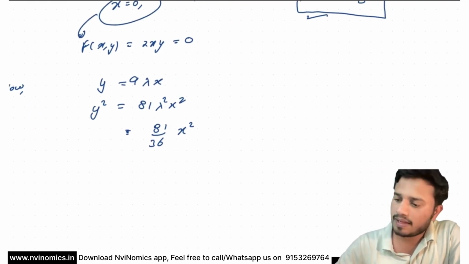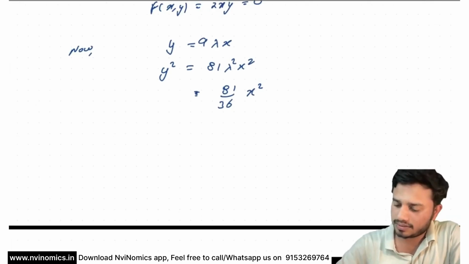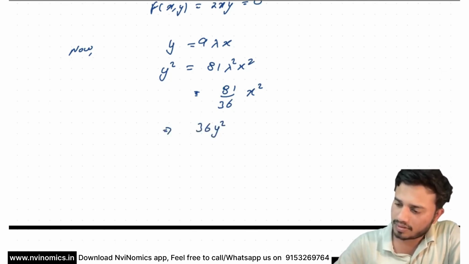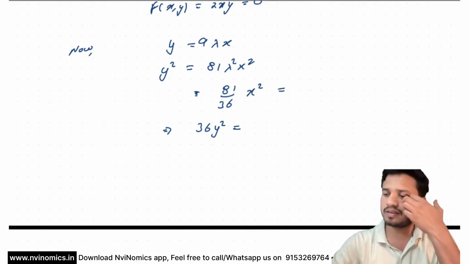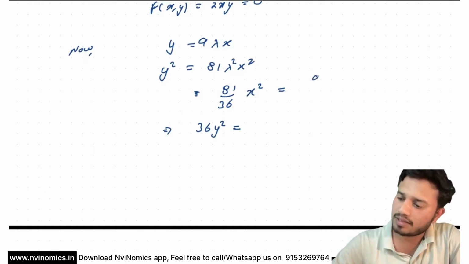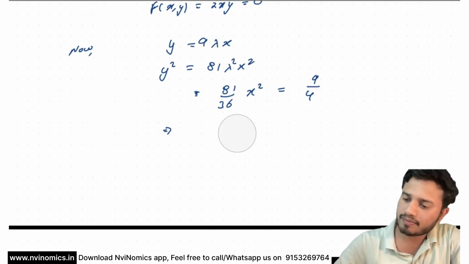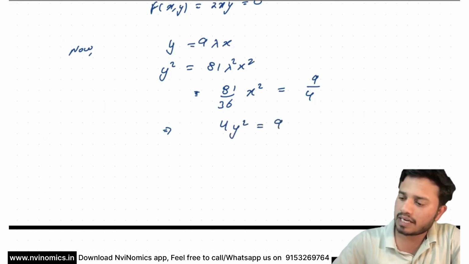Squaring both sides, I got this. Now this will also imply that 36y square equals 9 by 4x square. So you'll get 4y square equals to 9x square.